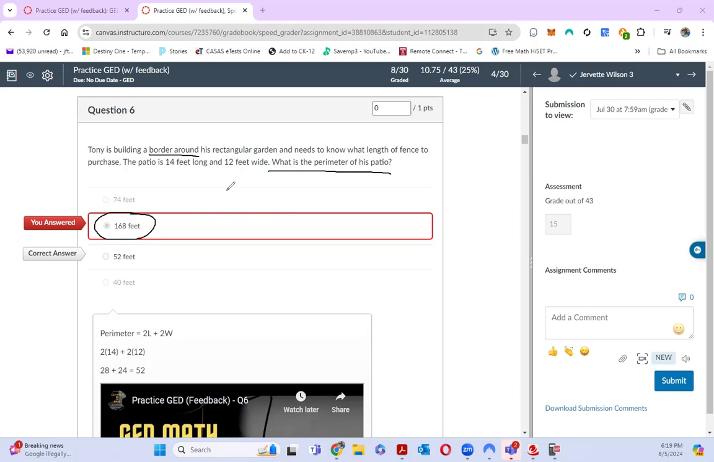Right. That's the key. Perimeter is the distance around the outside. You're talking about a rectangle. I draw my rectangle. The patio is 14 feet long, 14 by 12. What do I know about a rectangle? Opposite sides are equal. This is 14, this is 12.